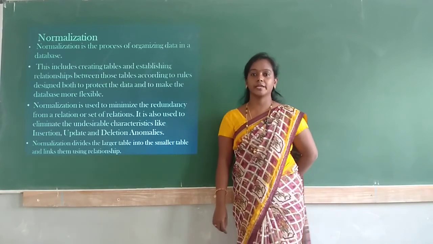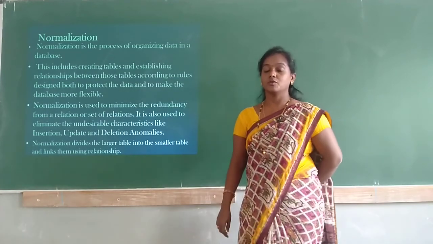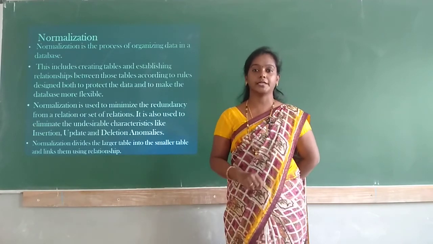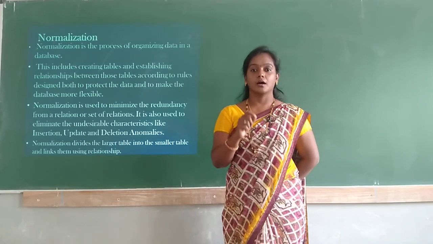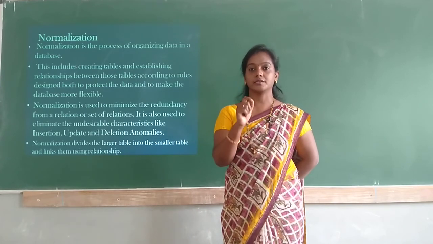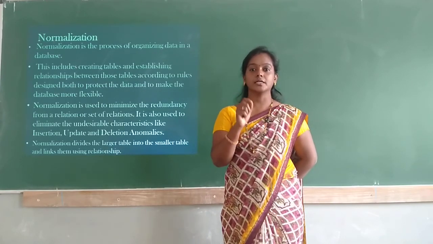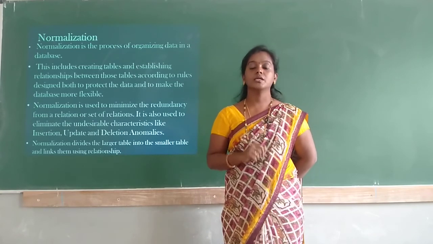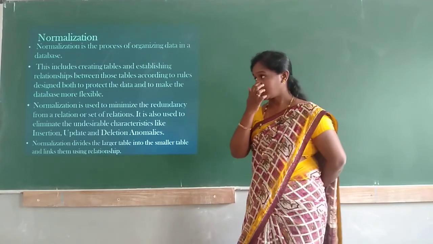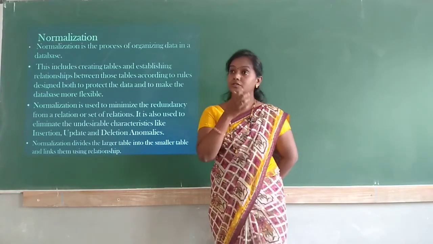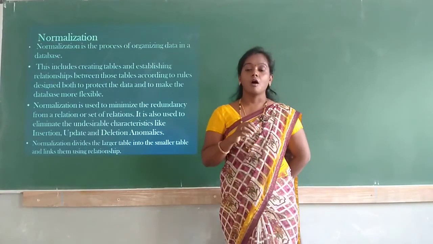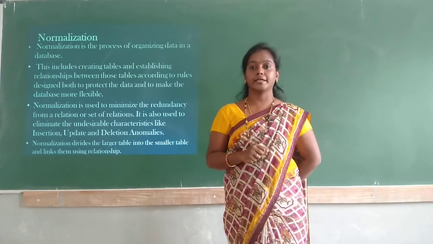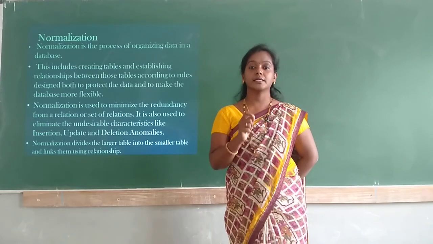Today we are going to study about normalization. So what is this normalization? You have seen about the relational database model where we are storing the data using the tables, rows and columns. So using rows and columns we were storing the data. Normalization is the process of organizing the data so that we can easily access the data and we can minimize the redundancy.